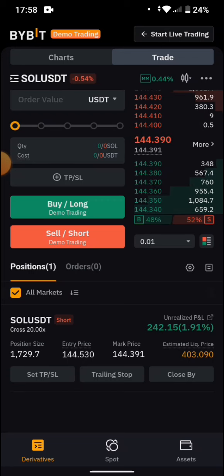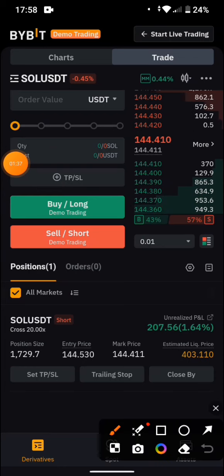We are saying the price of Solana is going to drop. Whenever you are shorting, you are saying the price is going to drop. When you are longing, it means the price is going to go up. So it's either you buy, or you say long, or you sell, or you say short. Now this is the current position, the amount of Solana we are trading.